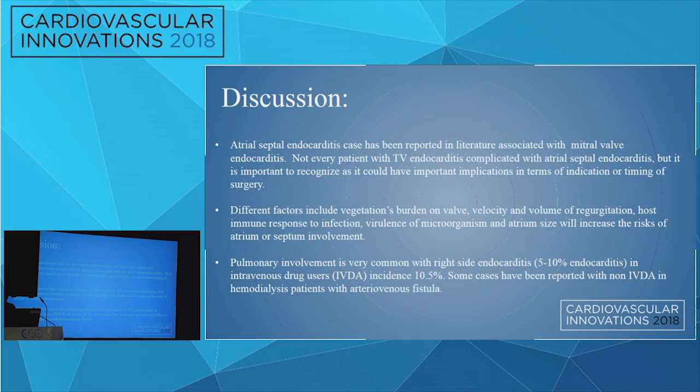So it has been reported in the literature associated with mitral valve endocarditis. Not every patient with tricuspid endocarditis is complicated with atrial septal involvement, but it is important to consider TEE to rule out any other concomitant structural valve abnormalities and atrial septum involvement as well. There are different factors involved in determining the progression of vegetation from the tricuspid valve to the atrial septum. That includes the size of the vegetation, degree of regurgitation, volume and velocity of regurgitation, host response to infection, and the virulence of the microorganism as well.